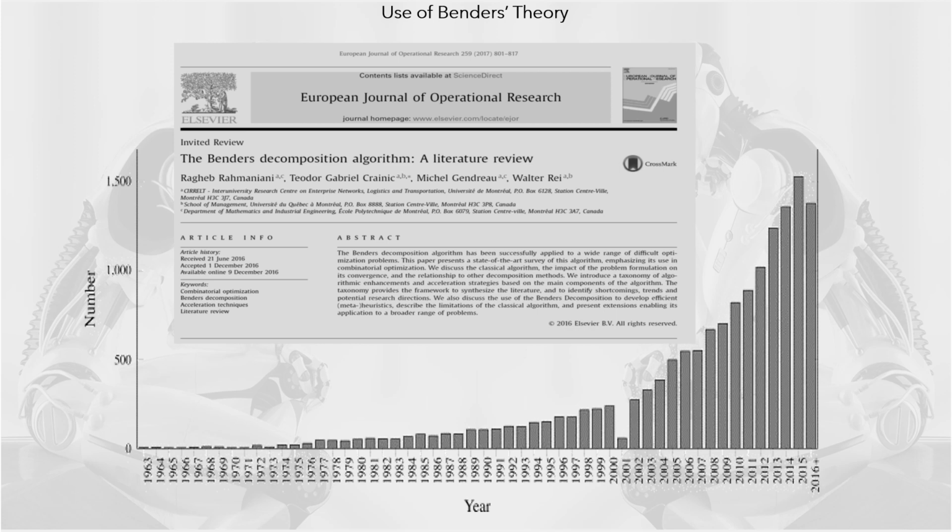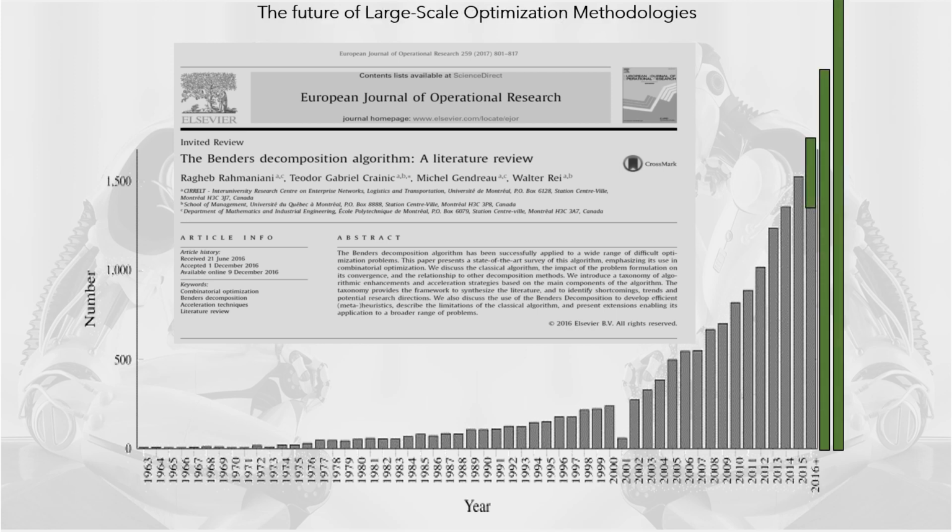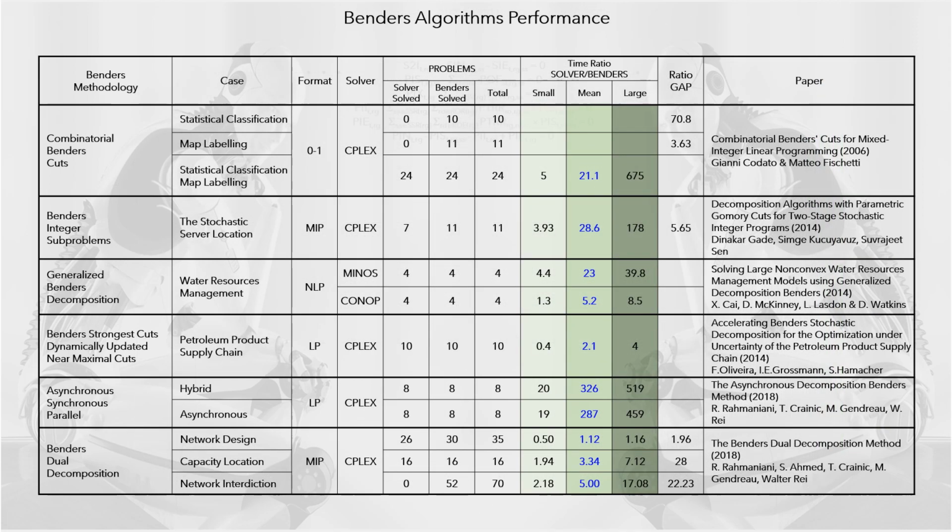The image presents the growth of Benders' theory from its inception in 1962 to 2016. The green bars, based on a visual projection, present the expected growth in these years, which is exponential. On the other hand, the speed increase provided by large-scale theories is significant.